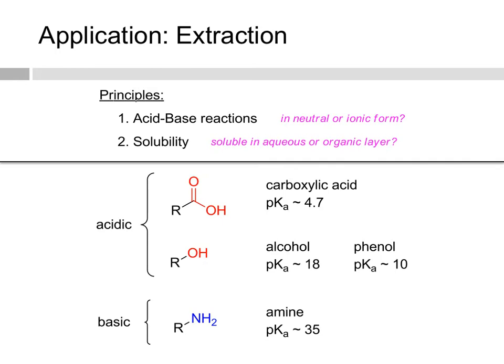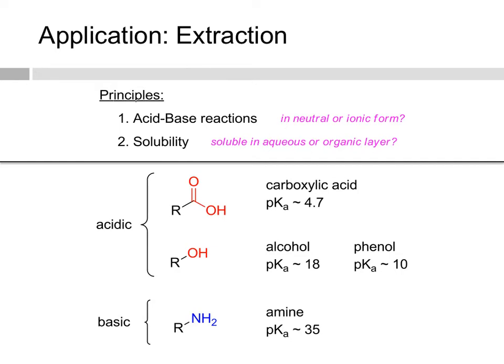The acidity of carboxylic acids can be exploited when we want to separate a mixture of compounds. This is called extraction, and the basic principles are acid-base reactions and solubility. What we're looking at is if there are functional groups in an organic compound that make it acidic, basic, or neutral, we can then treat it with the appropriate base or acid and convert it to its ionic form. If an organic compound is neutral, it's going to be soluble in the organic layer. If the organic compound is in its ionic form, it's more likely to be soluble in the aqueous layer. Using these principles, we can then do a series of extractions and separate these compounds.